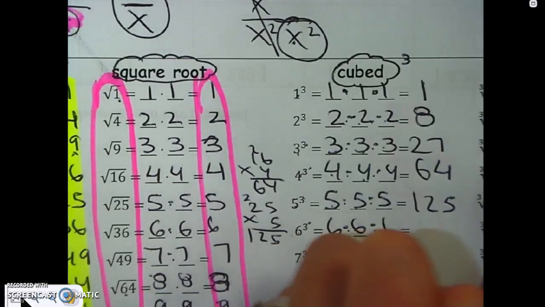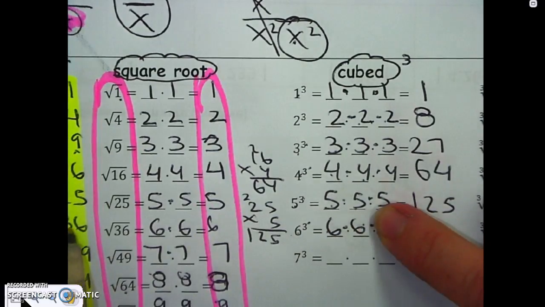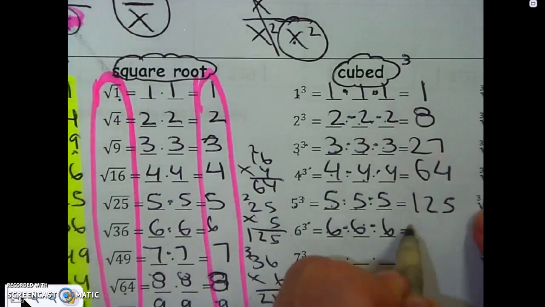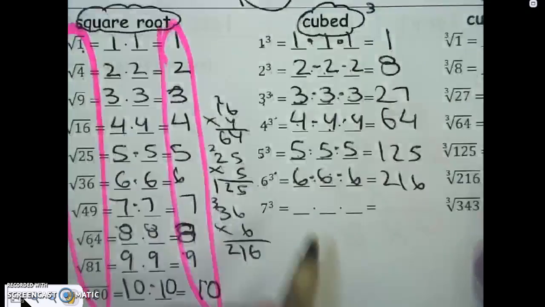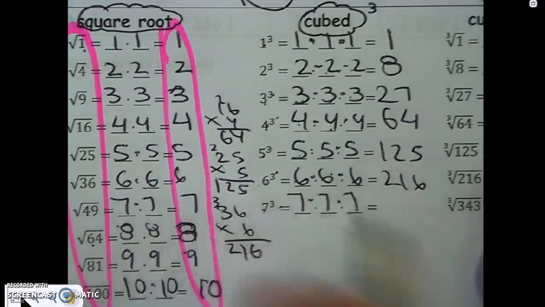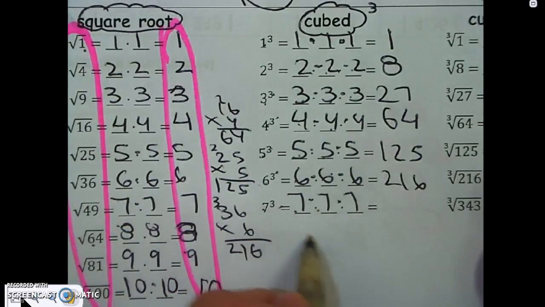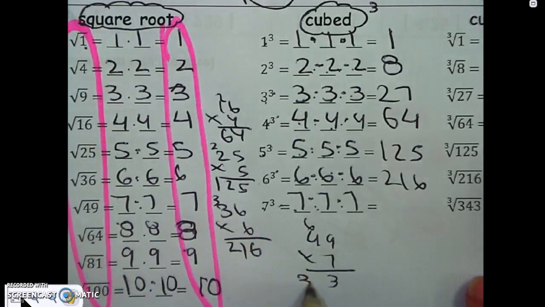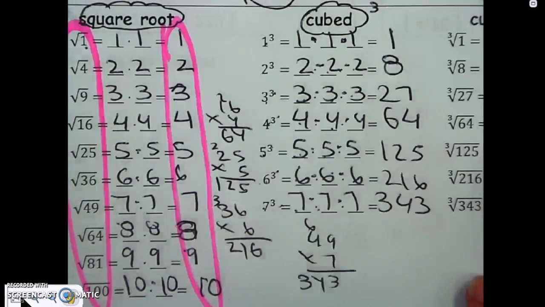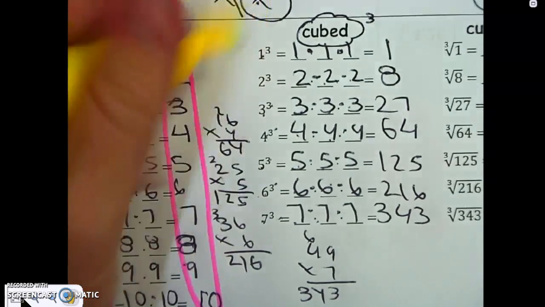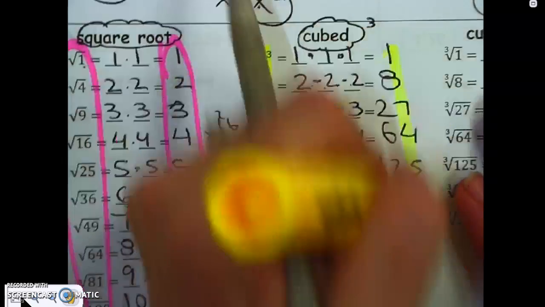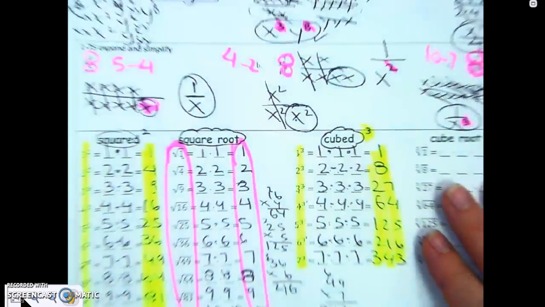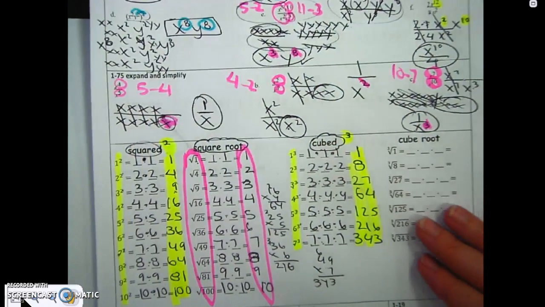6 cubed. 6 times 6 times 6. 6 times 6, 36. 36 times 6, 216. 7 cubed. 7 times 7 times 7. 7 times 7 is 49 times 7, 343. So, here's the question. Here's the answer. But this time it's cubed. Over here, it was squared. So notice the difference.